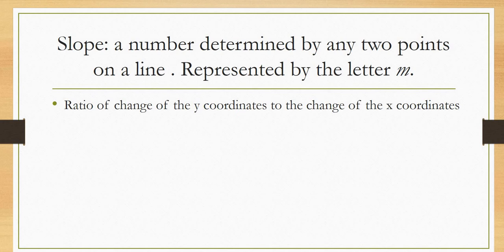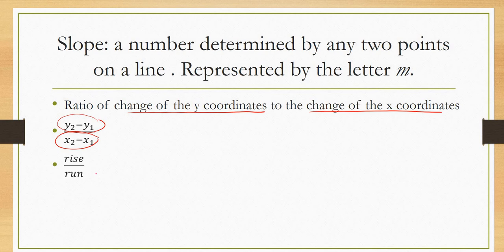So when we say ratio, that means a fraction or a rational number. And we're going to do the change of y. Change of y means what's the difference between the two y coordinates, and the change of x is the difference of the x coordinates. So one way to look at it is with this formula, which I know you've seen before. And let's just write these down and we'll use them in a minute. So the ratio is the change of y, y sub 2 minus y sub 1, over the change of x.